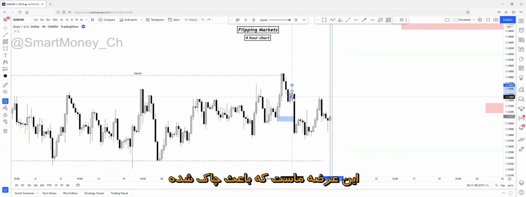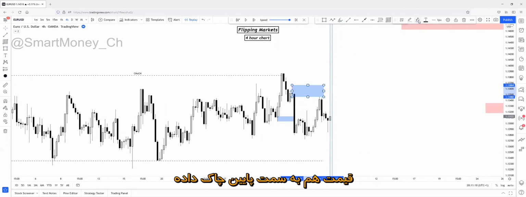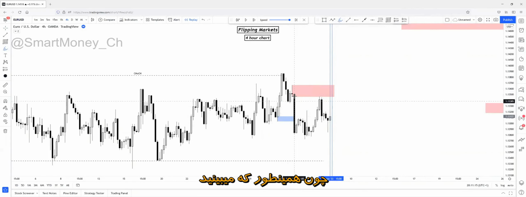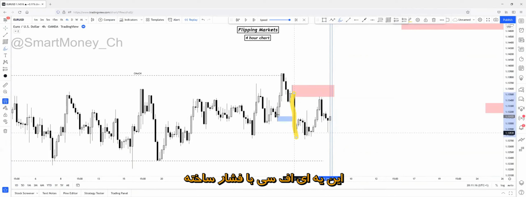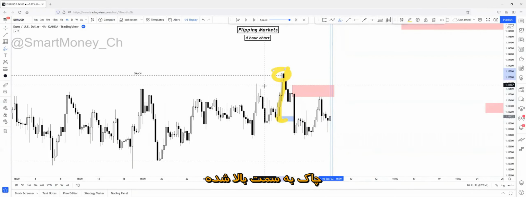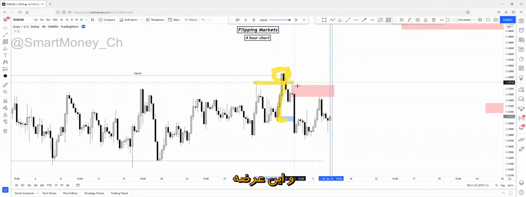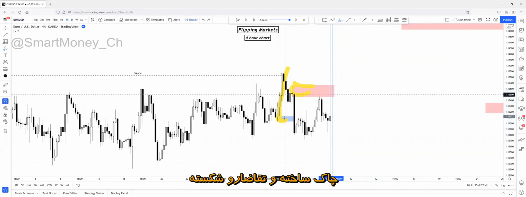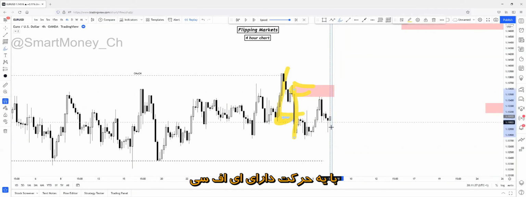This 4-hour supply caused the change of character to the downside, because price changed character to the downside too. As you can see, it created a huge inversion push, and this was the last structural low, the last structural demand zone that caused the change of character to the upside and a new high and break of structure to the upside. And this supply zone changed this demand zone and changed character with an inversion push.